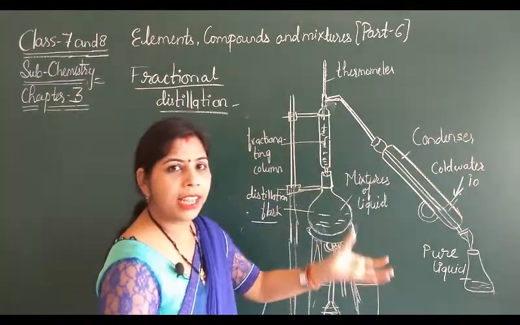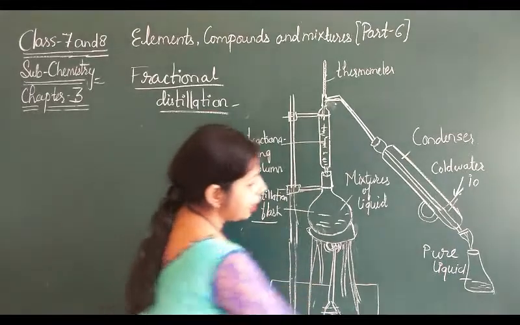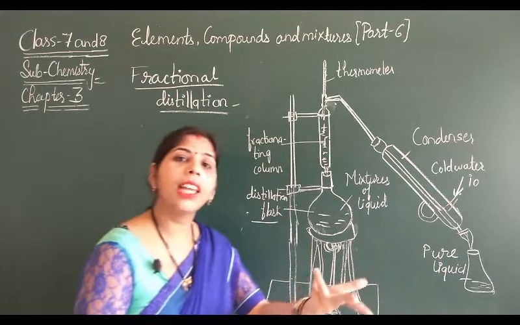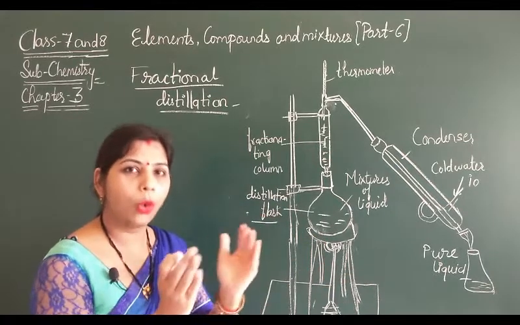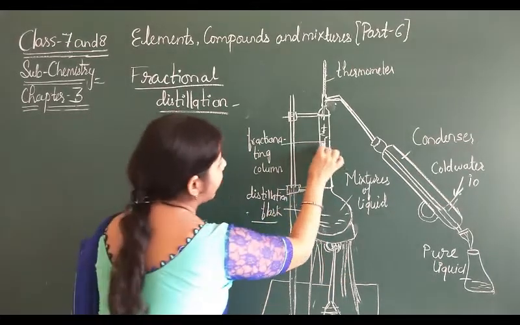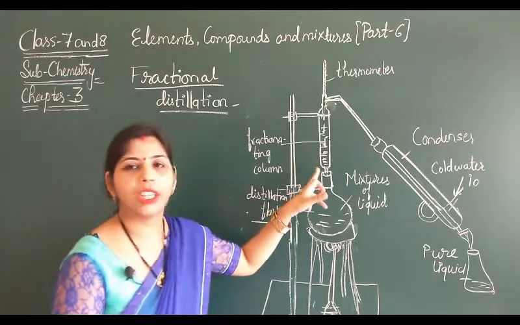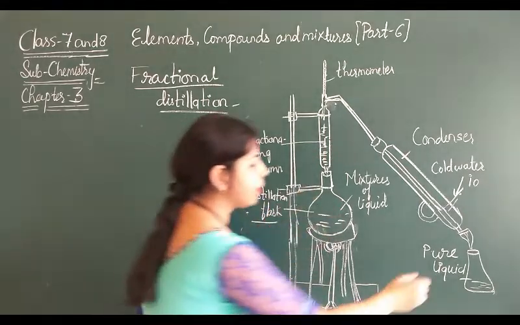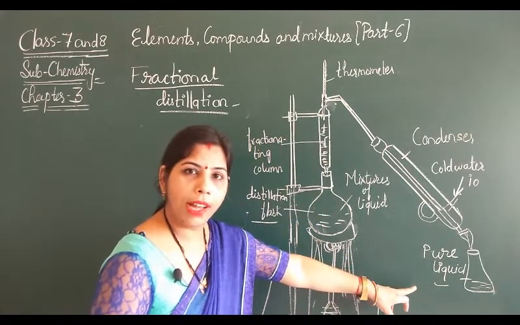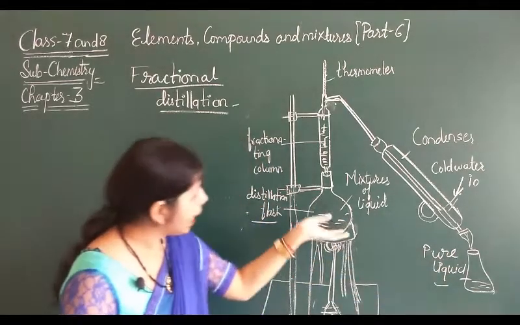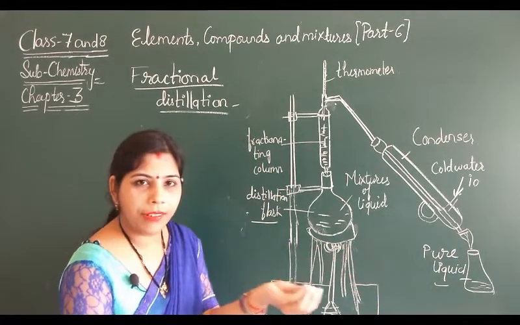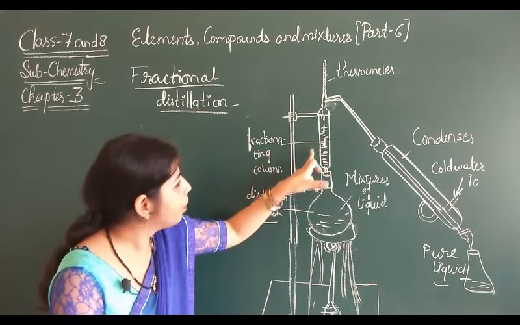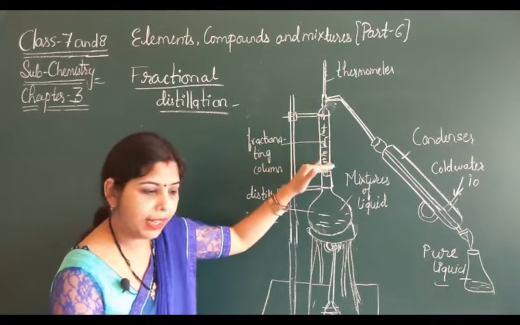It starts condensing, and as the liquid condenses, the pure liquid collects into this conical flask, and the other liquid, which has the closer boiling point, collects in the base of the fractionating column. That means both the liquids are separated. One, which has the lower boiling point, collects into the conical flask, and the liquid which has the somewhat higher boiling point collects at the base of the fractionating column.